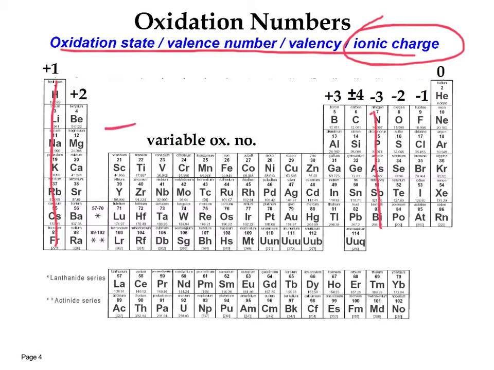The transition metals are wacky and weird and crazy like they always are, and they have a variable oxidation number. For right now, in this video, we're not going to focus on those. We're going to focus on our main group elements. So those are the elements in the S and P blocks.